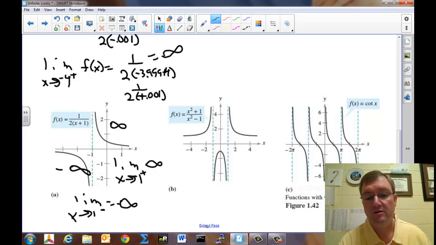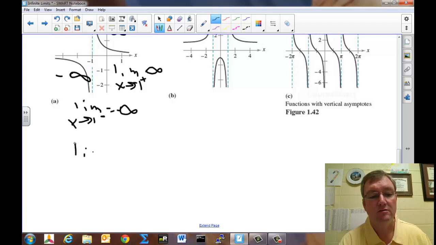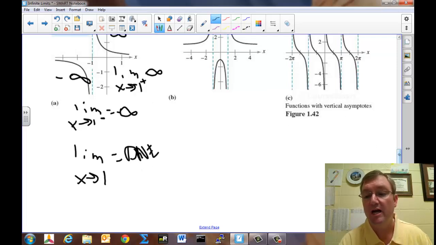What about the limit as x approaches 1 from the left and right? From the left, it's approaching negative infinity. From the right, it's approaching positive infinity. So it's not approaching the same value. Even though infinity is not a point, it's not approaching the same value, so the limit does not exist. That's an important thing to understand. If we're talking about from the left or from the right, the limit does exist from the left or from the right, but it does not exist for the point as a whole.